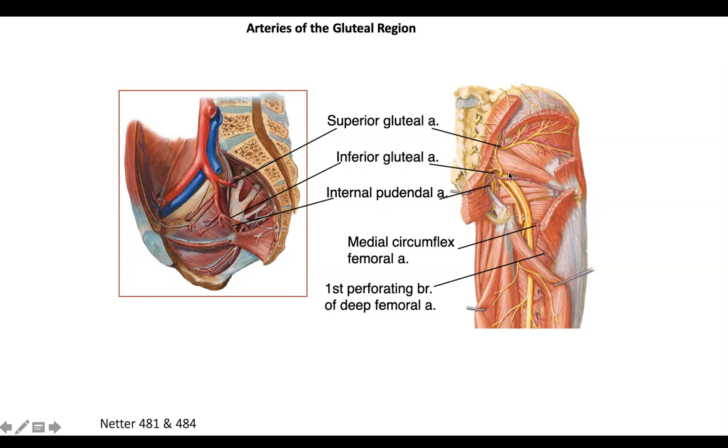The superior gluteal artery enters into the gluteal region superior to the piriformis. Then it gives rise to superficial and deep branches. The superficial branch courses in between the gluteus maximus and medius muscles and supplies both of these muscles. The deep branches course in between the gluteus medius and minimus, along with the superior gluteal nerve, and they supply the gluteus medius and minimus.